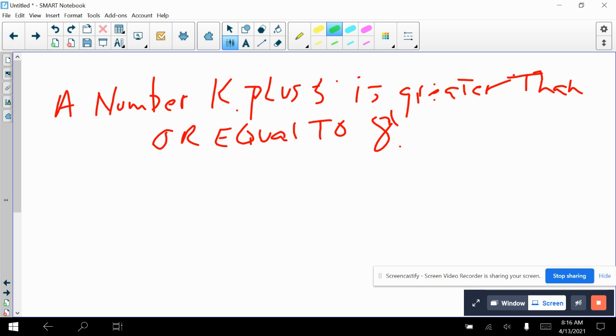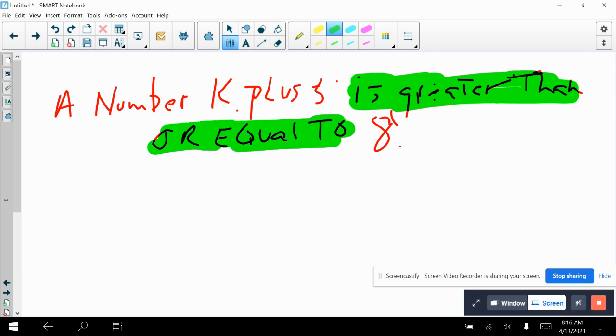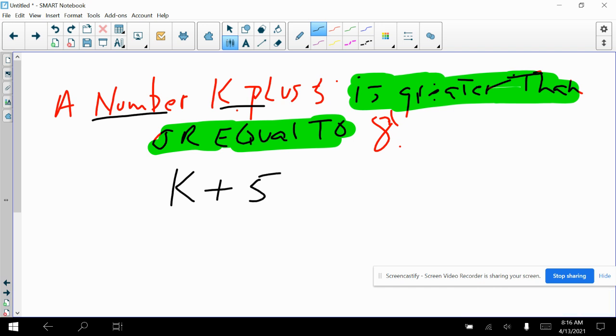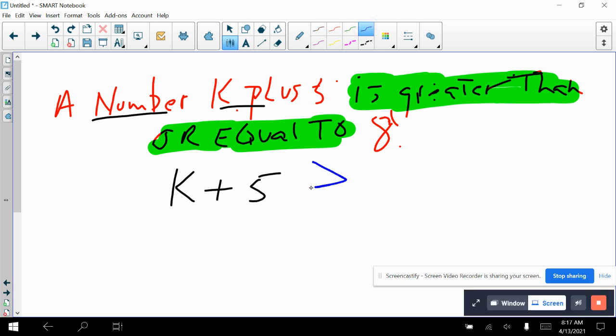All right, kind of a longer one here. Keywords are "is greater than," and don't forget this, "or equal to." So we know a number, K plus 5, so we know what that looks like. K plus 5, that's from lesson 7-1. Again, the highlighted part is what we're dealing with today when it comes to inequalities. If K plus 5 is greater than or equal to, which means that sign has to be going that way, equal to 8.